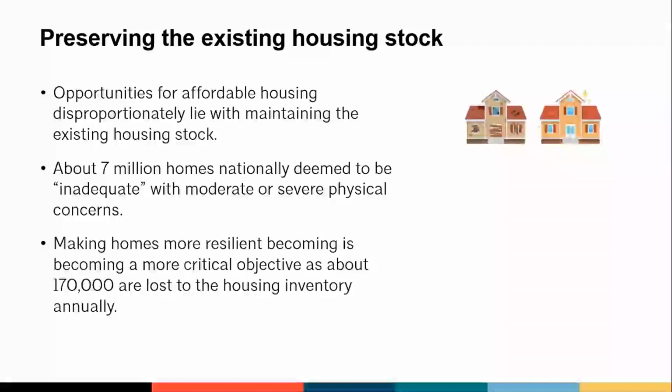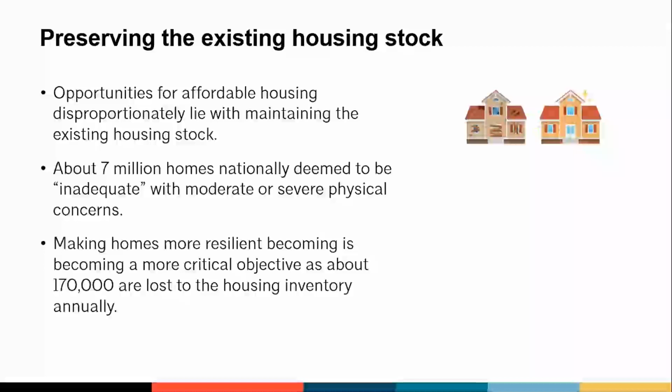About 7 million homes nationally are deemed inadequate and have severe physical concerns. This infrastructure in the United States, in general, tends to have this problem, but that's something we keep our eye on too. So we do need continued investment into that existing stock. Making them more resilient is one of the critical objectives we're keeping our eye on. And there was the federal legislation put into place in the Build Back Better, which did focus on home improvements as one of the areas of investment.